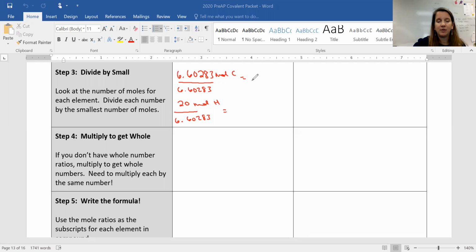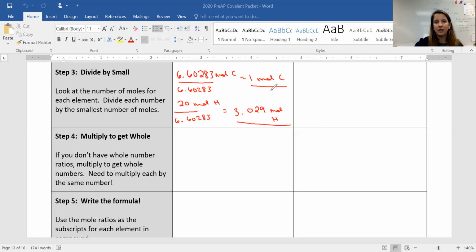So this is obviously going to be 1 mole of carbon up here. And then down here we have 20 divided by the 6.60283, and we would get 3.029 moles of hydrogen. So then step 4 is multiply to get whole. That means if you don't have whole numbers when you do that dividing, you're going to multiply these by the same number to get them into whole numbers.